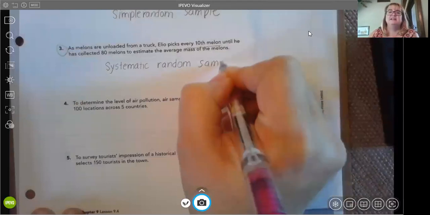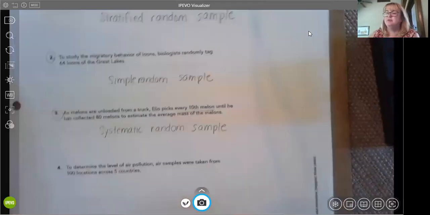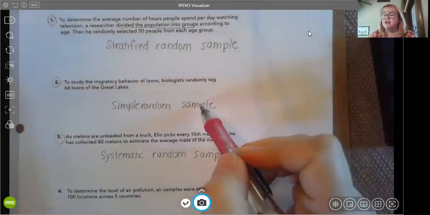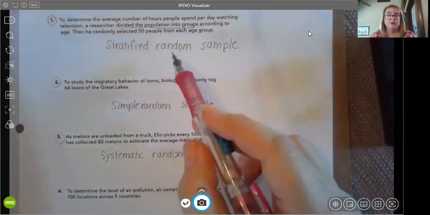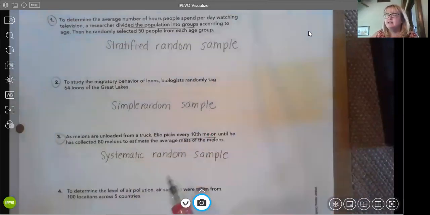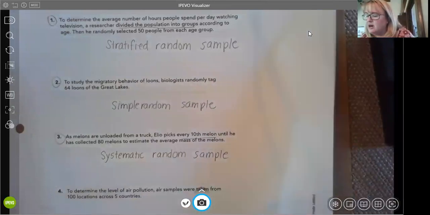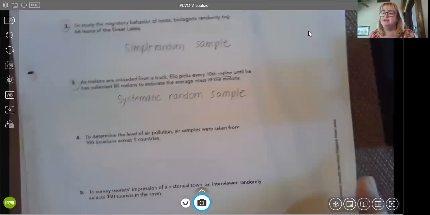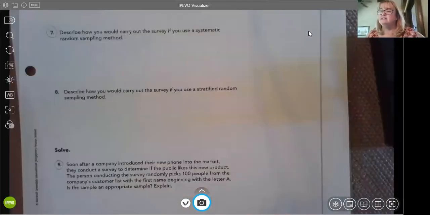Okay. So let's review. Simple random, you just draw names out of a hat. Stratified random, divide them into groups and then draw a few from each group. Systematic random, they pick every number of whatever. All right, let's turn to the next page. I want you to try 4 and 5. See if you can figure out if these sampling methods are being used.